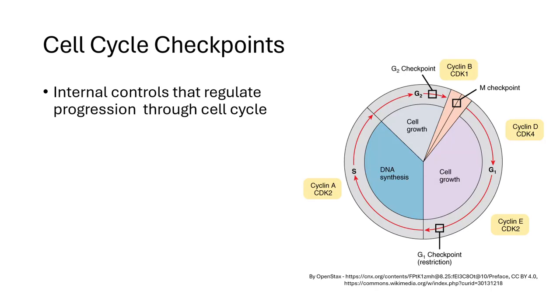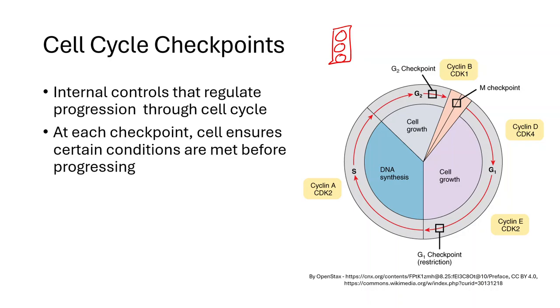So, what is a cell cycle checkpoint? You can think of it almost like a stoplight. It is going to pause the cell cycle, and it is going to determine whether certain conditions are met. If they're met, then the cell can progress through the cell cycle. If they are not met, then the cell is going to pause in the cell cycle. So these are internal controls that are going to regulate, does the cell continue to the next stage of the cell cycle? Or even, are we going to have cell reproduction happening?